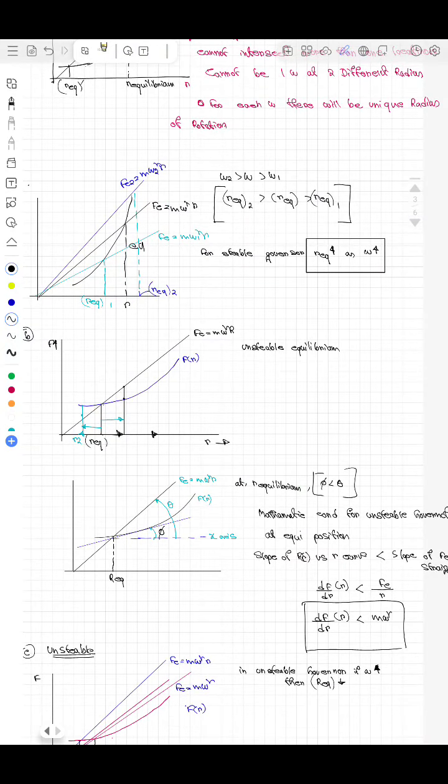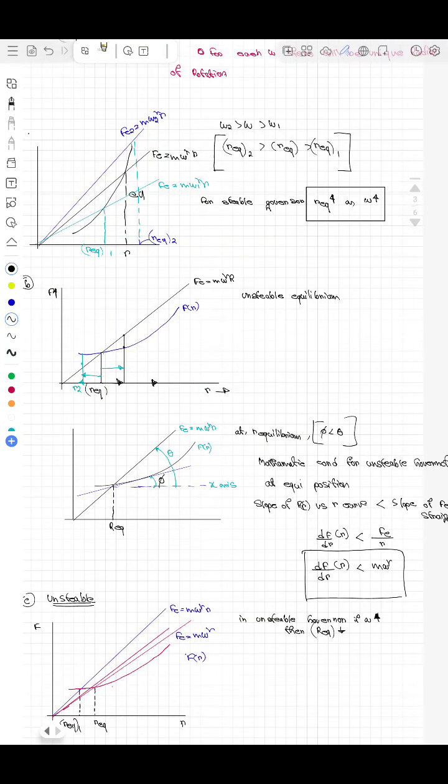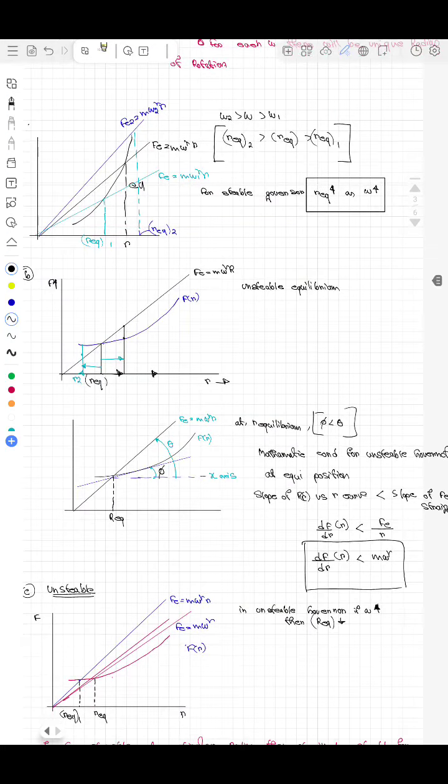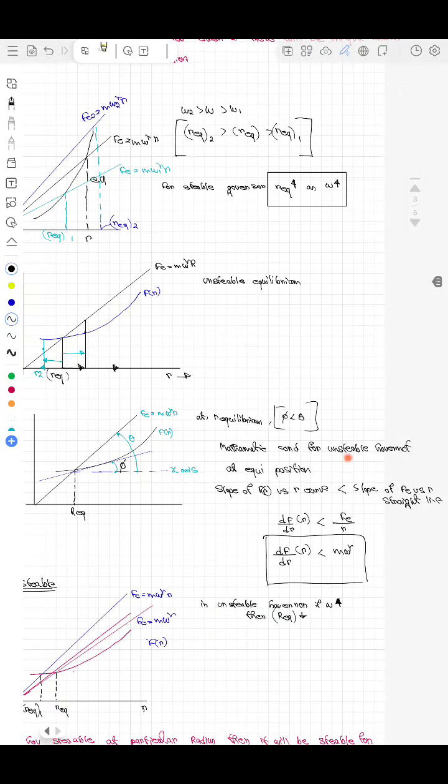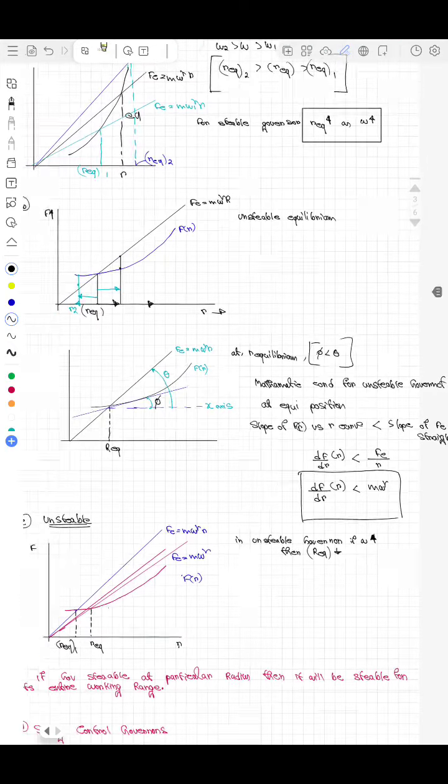Here is the unstable governor. Why? Because here the effort is less. You can see in the graph the angle theta and the angle phi. The effort is less, so theta is less than phi, so it cannot be a stable governor. Mathematically, the condition for an unstable curve is that the slope of the effort curve is less than the slope of the straight line curve. That's why it is the unstable governor.